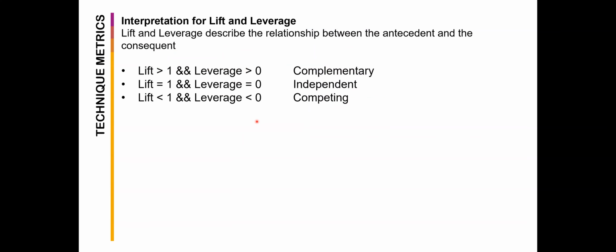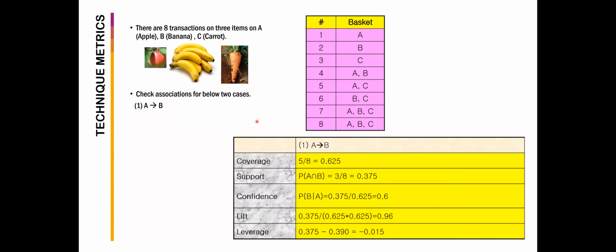They're competing. Competing. Okay, that's correct. So they are actually considered competing. From there, you can already derive the items, A and B, in this case apple and banana, are actually competing products.